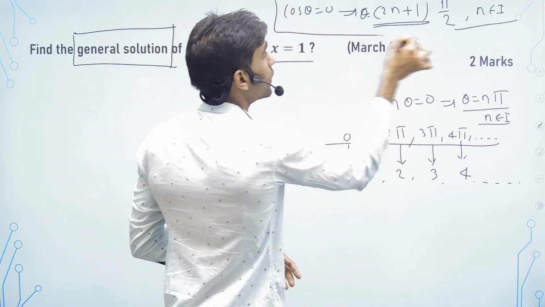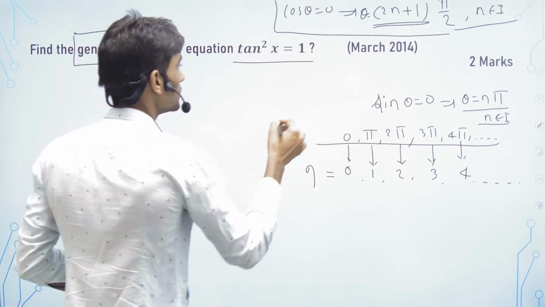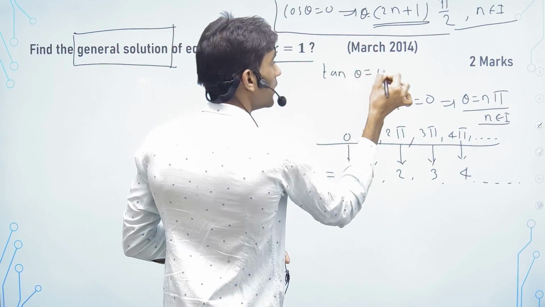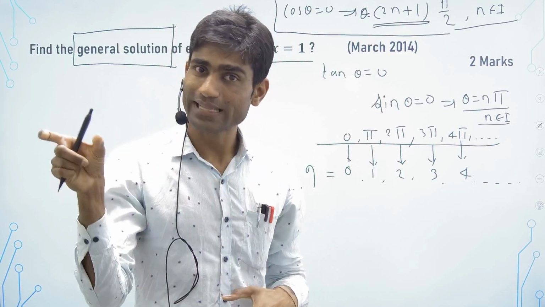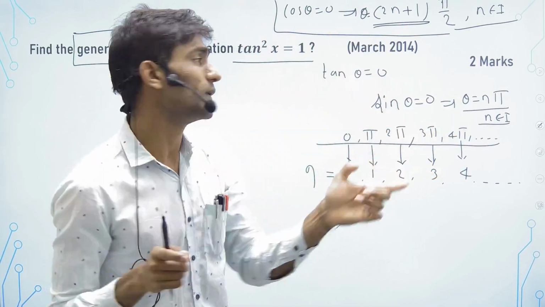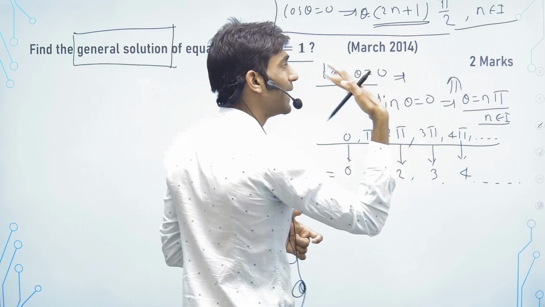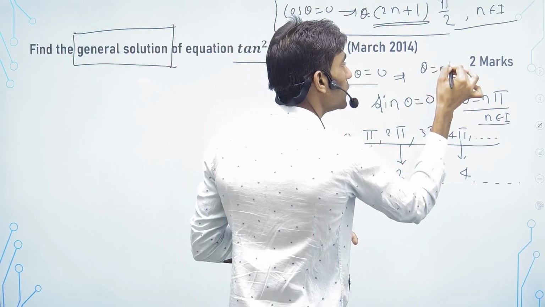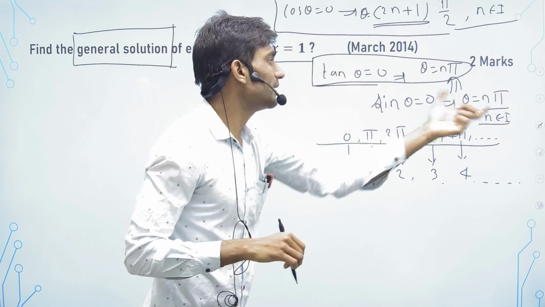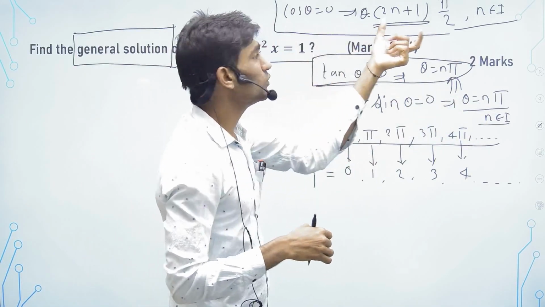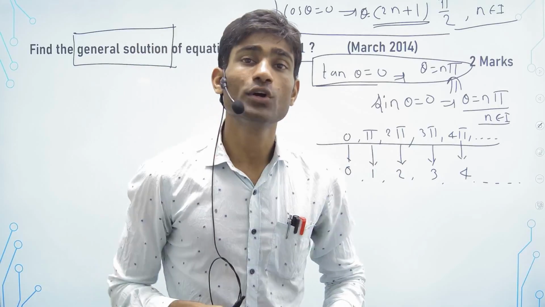This is for cos theta, and similarly we can define it for tan theta. When we have tan theta equal to 0, as sin theta is the numerator of tan theta over cos theta, whenever sin theta is 0, tan theta is 0. That means if tan theta equals 0, we can apply the result from sin theta as it is, so theta equals n pi. So we got the third result also. When sin theta is 0, theta equals n pi. When cos theta is 0, theta equals 2n plus 1 pi by 2. And when tan theta equals 0, theta is also n pi.